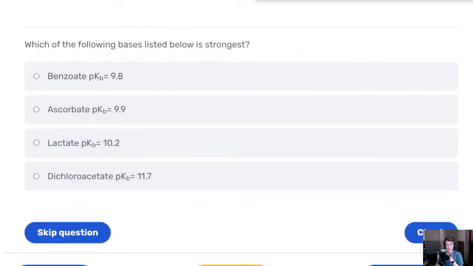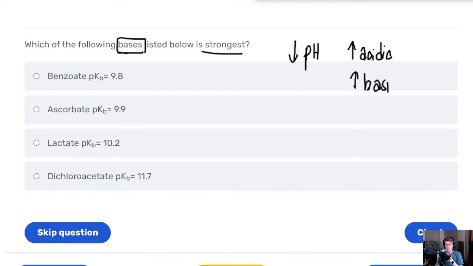We know that if we have a low pH, that was the highest acidity. And in this case, we're looking at bases. We're looking for something that is the strongest, so we can essentially write this as most basic. And here we're looking at pKb values.